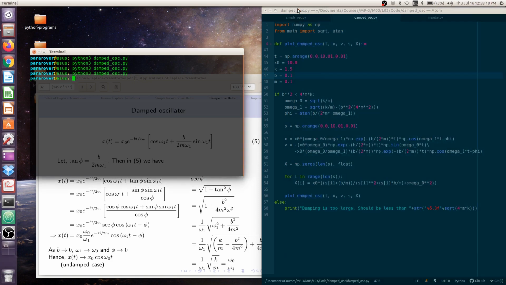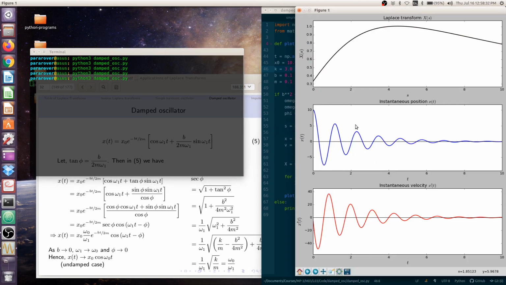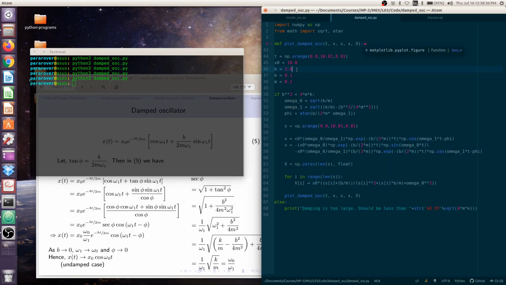Now let's say I want it to oscillate a lot before it dies down, so I could increase this k. I could increase and make it, let's say, 3.0. Alright, so now let's change this back.